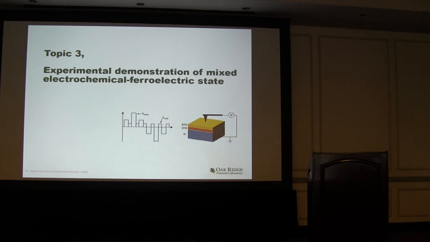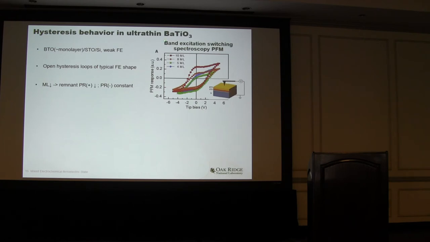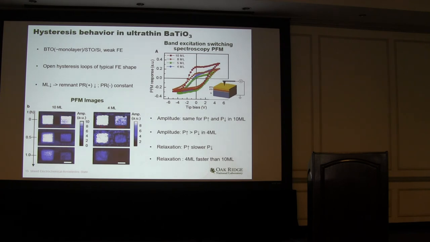And finally, we want to experimentally demonstrate this mixed state. To do that, we choose a barium titanate object with several monolayers on an STO-Si substrate without the bottom electrode. This material shows weak ferroelectricity, which is ideal for this study. So we see an open PE loop of a typical ferroelectric shape. We also find when the monolayer number decreases, the positive remnant polarization is decreased, while the negative remnant polarization is constant. PFM images of this material show amplitude dependence on the polarization.